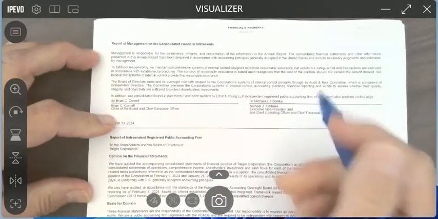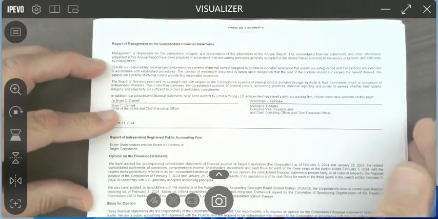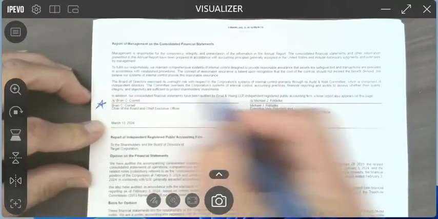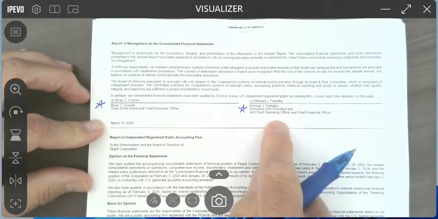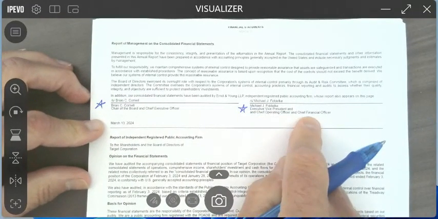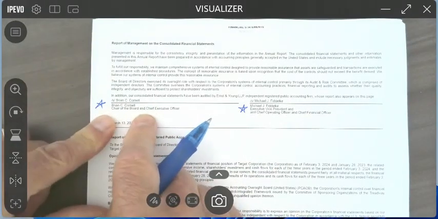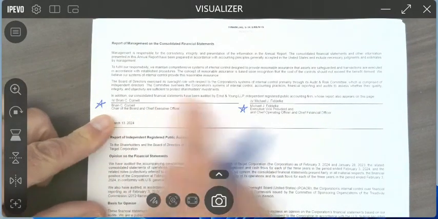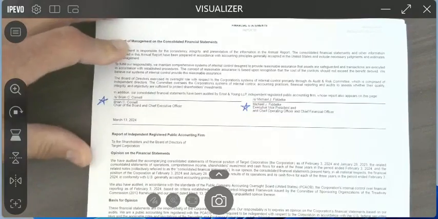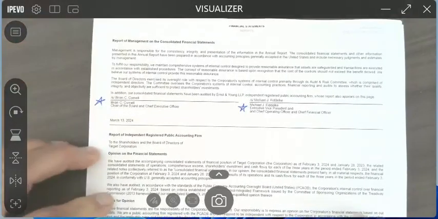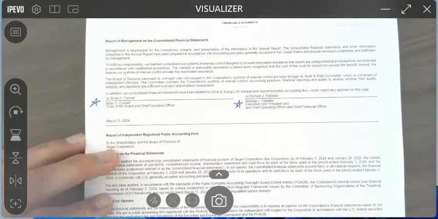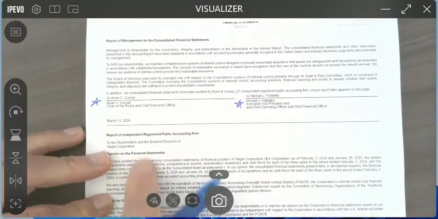They're saying we prepared it and you can trust it. And they even have to sign it. There's the chief operating officer and chief financial officer and the chairman of the board and chief executive officer. I know this is little print, so please print it off or have it with you so that you can look at what it says.